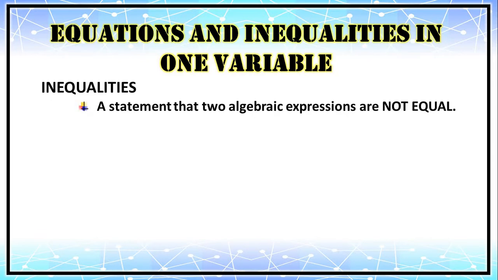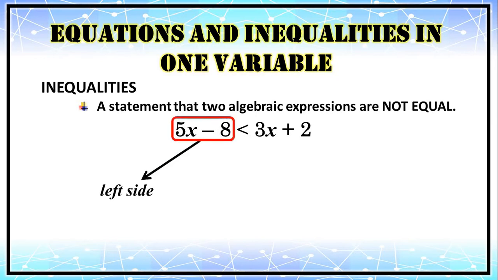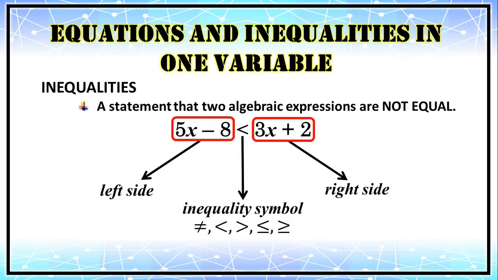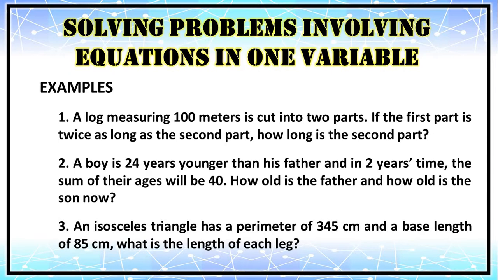Next is an inequality. An inequality is a statement that two algebraic expressions are not equal. We have an example: 5x - 8 < 3x + 2. Obviously, 5x - 8 is the left side, 3x + 2 is the right side, and then we have the inequality symbol. In an inequality, we can use different symbols: not equal to, less than, greater than, less than or equal to, and greater than or equal to.